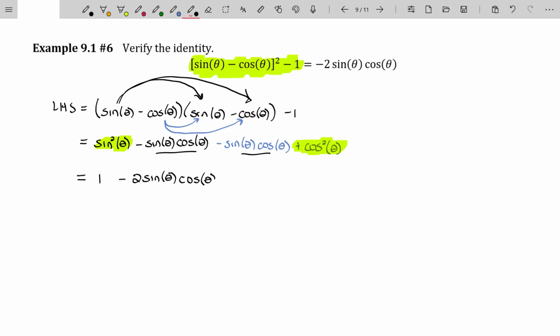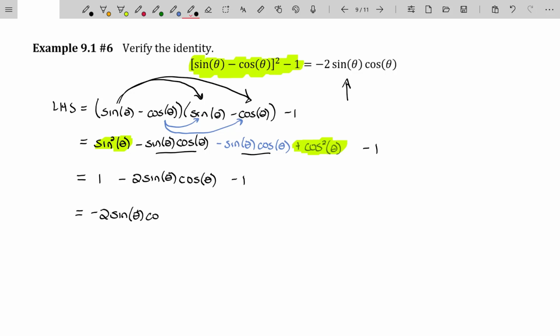And notice I have arrived at the right-hand side of our identity. Oops, no, I have not. Oh, because I missed my minus sign. See what you did? You being me, Roy. So I forgot about this -1 sitting right here. That -1 sat out there the entire time. Sorry about that. And it cancels this +1 right there. And now we're at -2 sine of theta, cosine of theta.